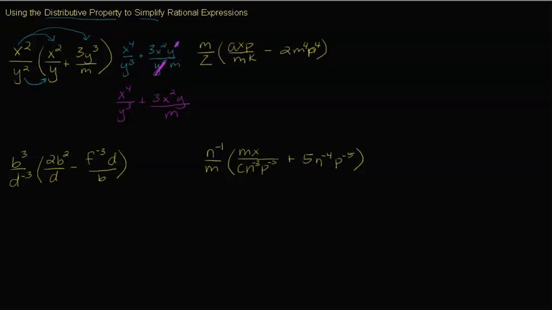And we can't put these together because this has a y to the third. The denominators are unlike. So this is our final answer. And make sure that you simplify at the end. A lot of people forget to do that.